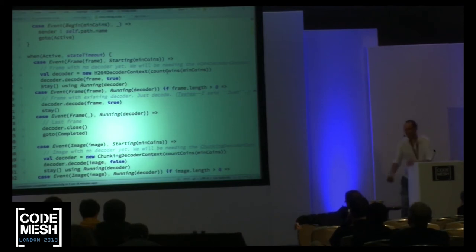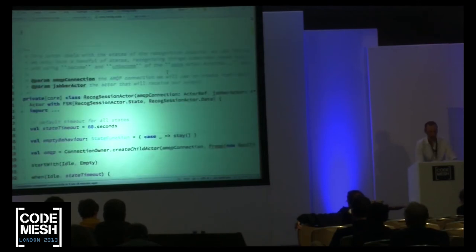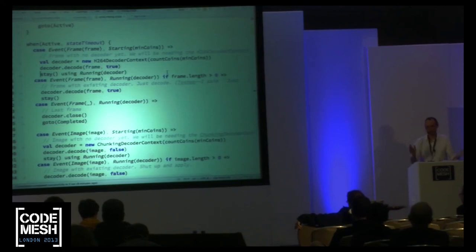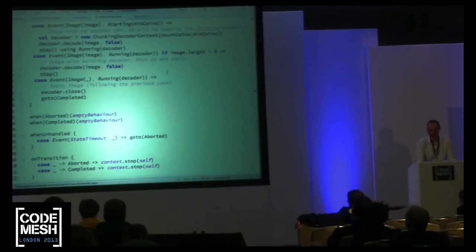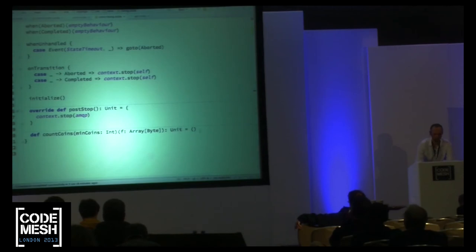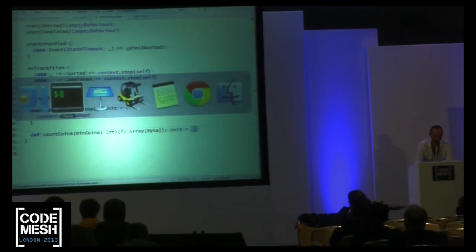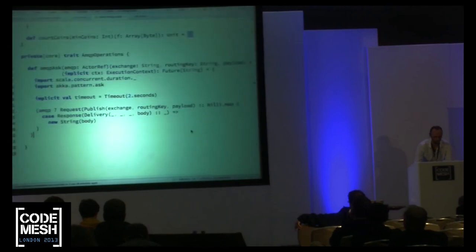So this is the main machinery of our state recognition, what is it called? Recognition actor. So the only tiny little thing that remains is all the integration work. So what we need to do is to actually send these images. Here. So how do we do that? Well, we actually take advantage of the AMQP stuff. So I've typed in AMQP operations. That's going to define a method called AMQP ask.